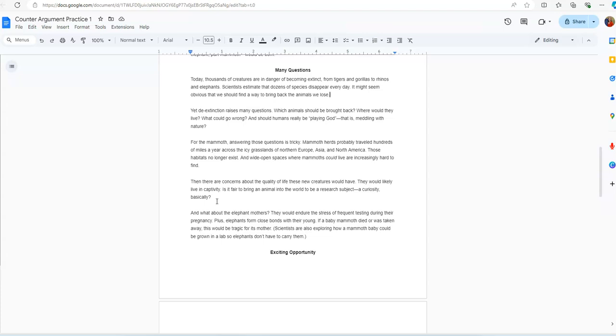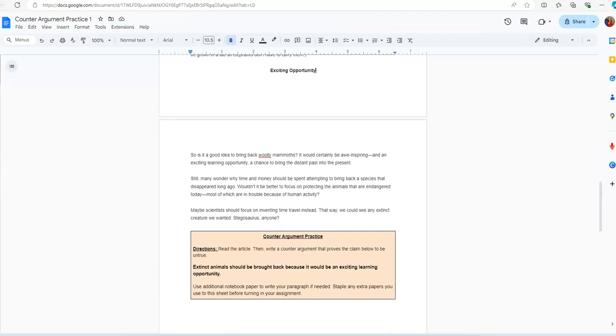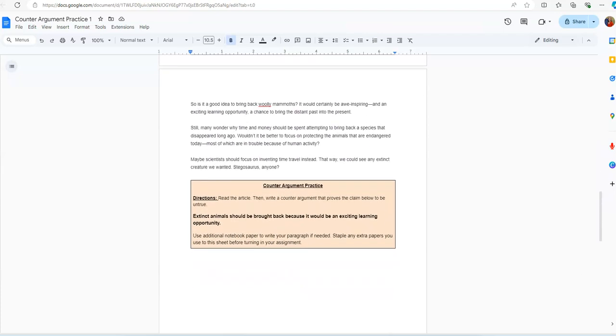Is it fair to bring an animal into the world to be a research subject, a curiosity basically? And what about the elephant mothers? They would endure the stress of frequent testing during their pregnancy. Plus, elephants form close bonds with their young. If a baby mammoth died or was taken away, this would be tragic for its mother. Scientists are also exploring how a mammoth baby could be grown in a lab so elephants don't have to carry them. Exciting opportunity. So, is it a good idea to bring back woolly mammoths?